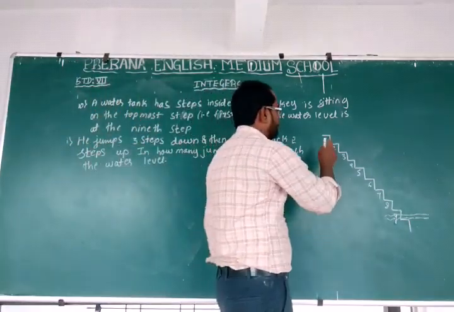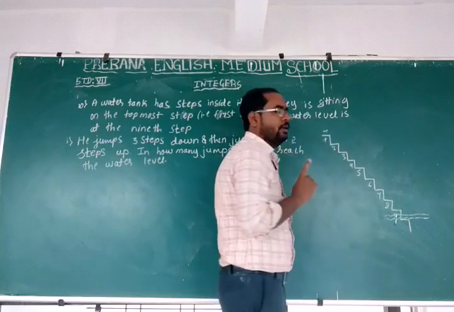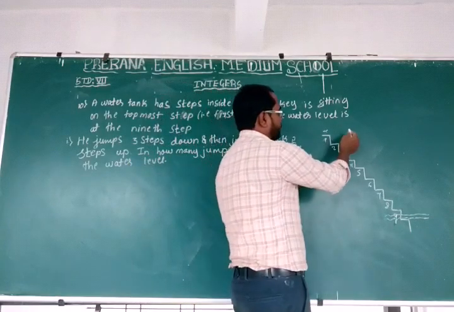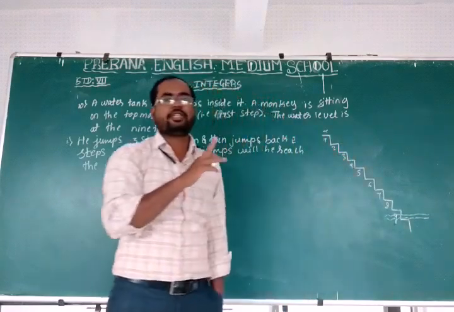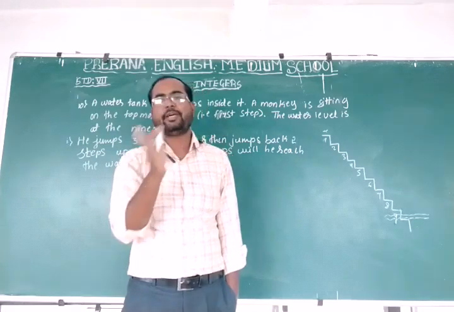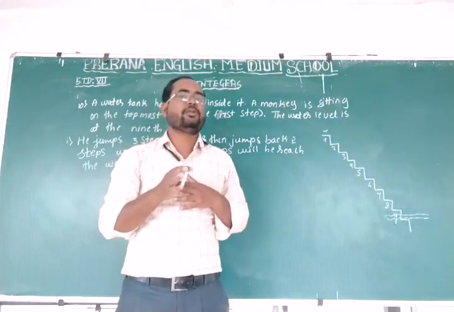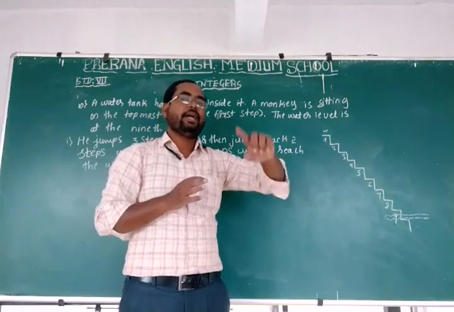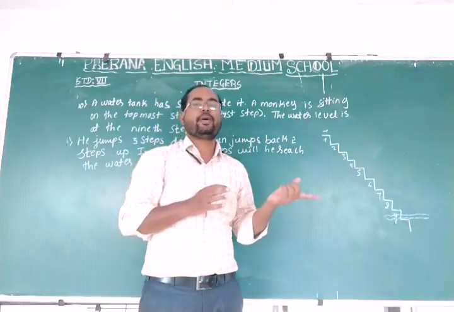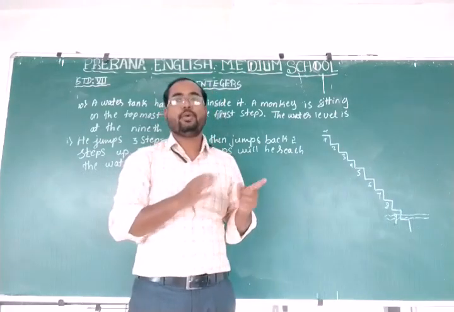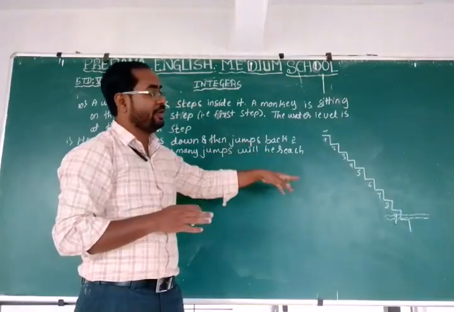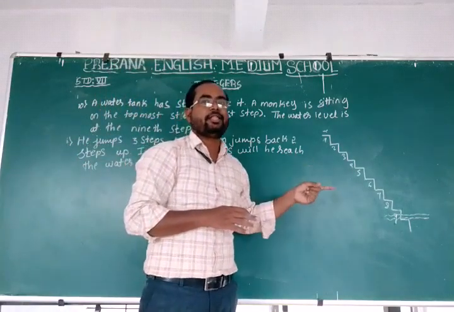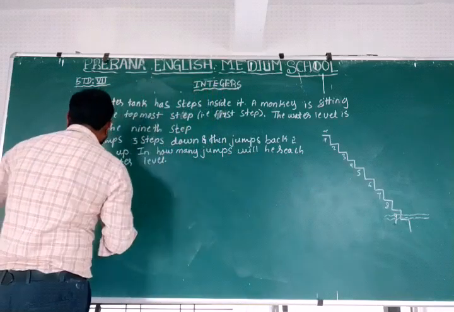See here, the monkey is sitting on the first step. So it will jump 3 steps downwards. That means from the first step, if it jumps, which step will it reach? It will reach the 4th step because 1 plus 3 will be 4. And 2 steps it will go back. That means 4 minus 2 will be 2. So like that, in how many steps will it reach the water level? The water level is at the 9th step. We'll solve here.